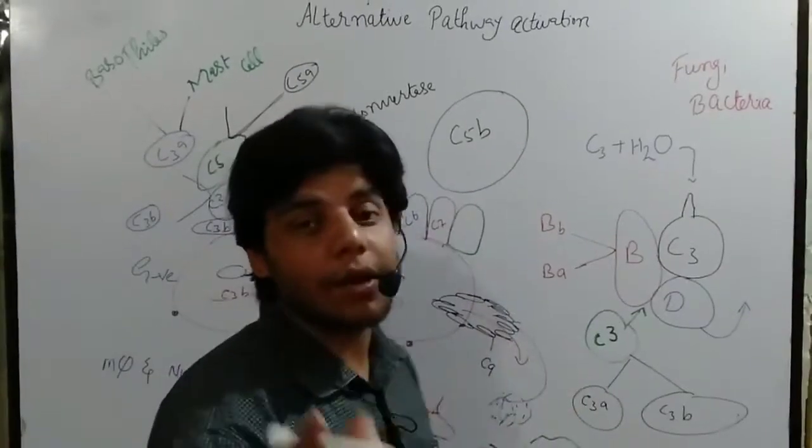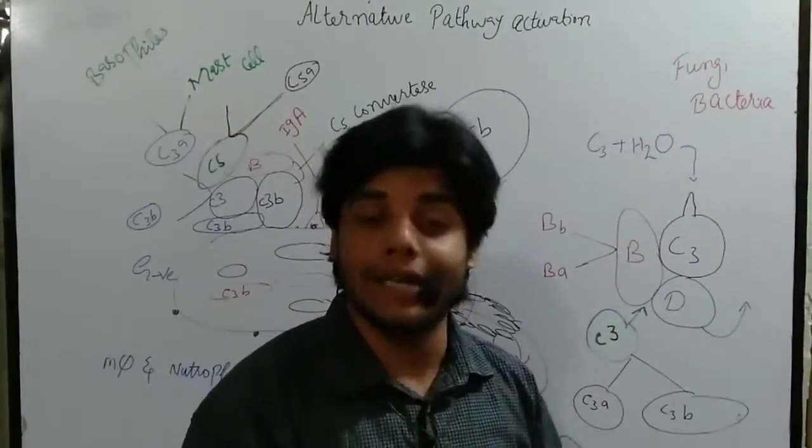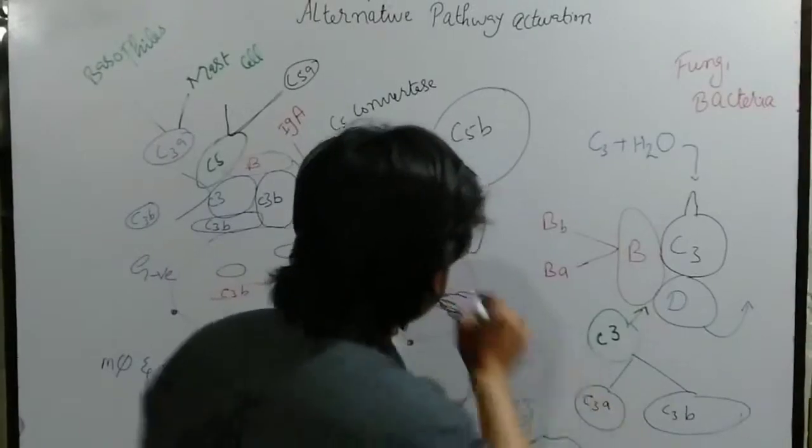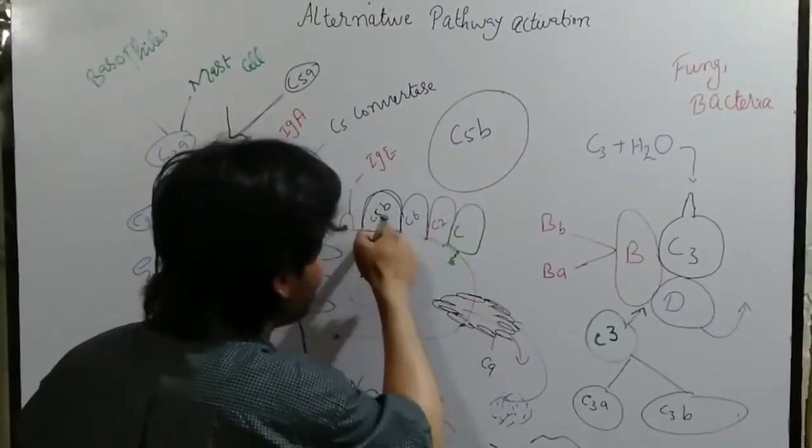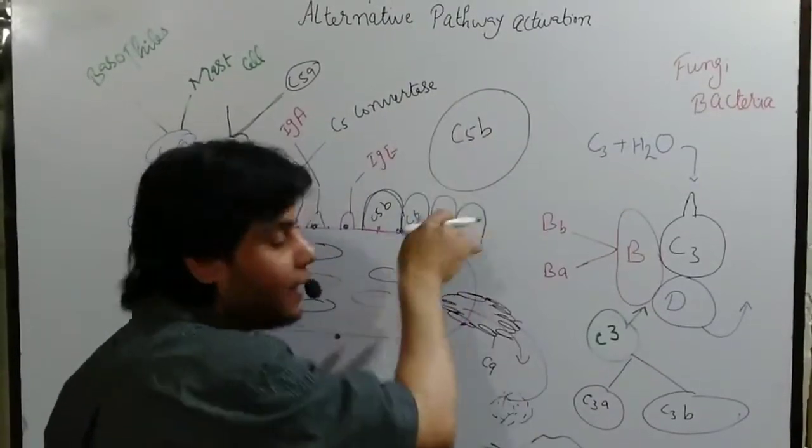Now if you remember, in the previous video lecture we talked about how C8 has transmembrane activity. They will embed the whole complex, C5b, C6, C7. They will embed each of the proteins.